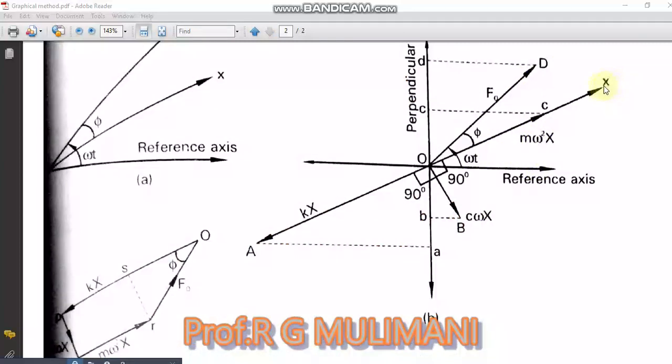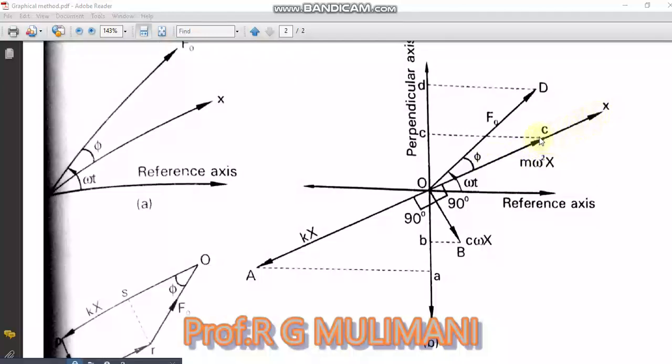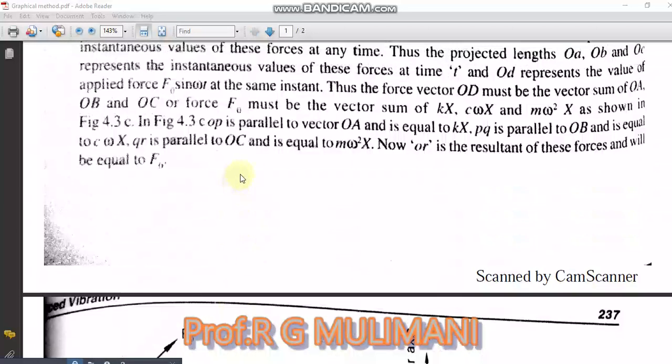So the displacement x is made at an angle omega t minus phi. Up to this it is omega t, and this much angle is omega t minus phi. This is the x displacement. Always opposite to the direction of the displacement there is the spring force. The spring force is directly opposite to the displacement. The magnitude is kx, and the angle will be the same, omega t minus phi.